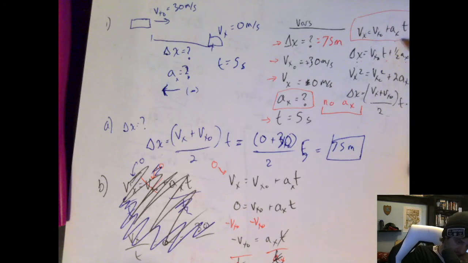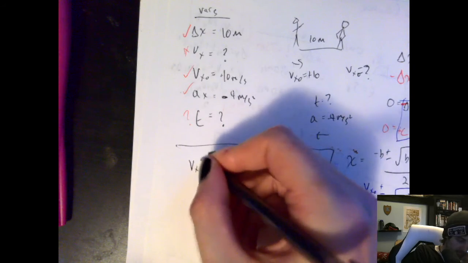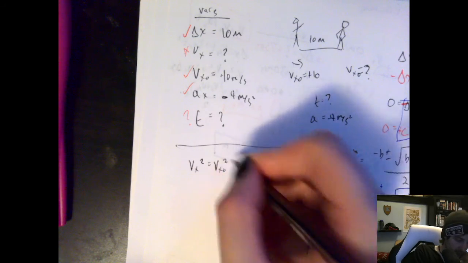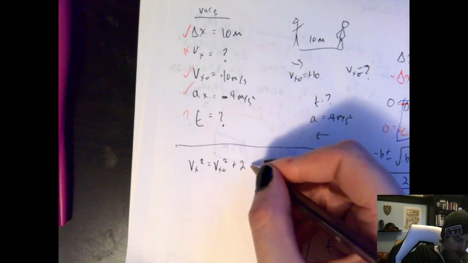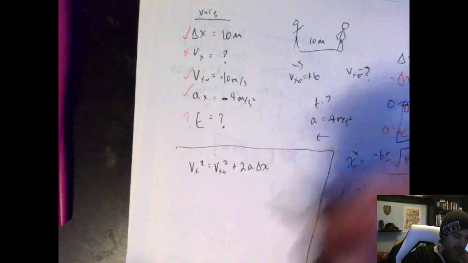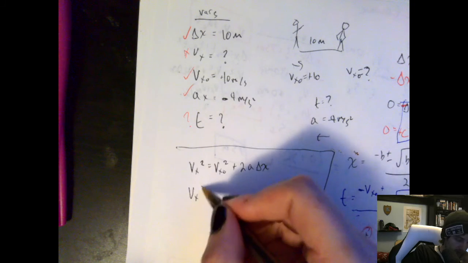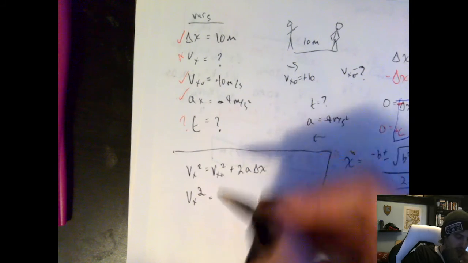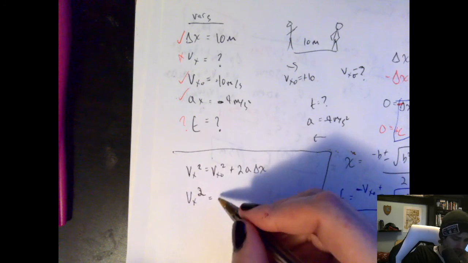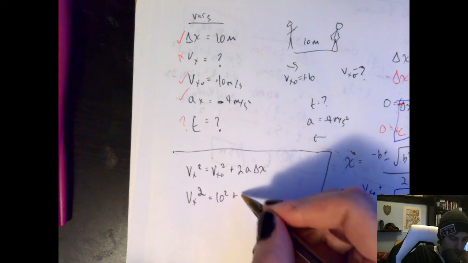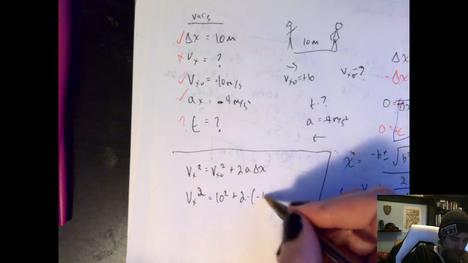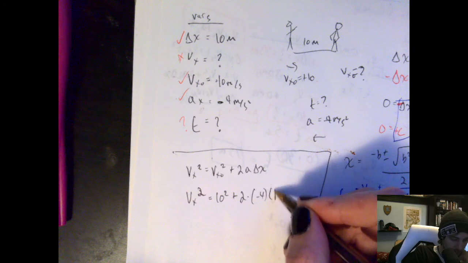And if I look, the one without time, this one, is Vx squared equals Vx naught squared plus 2a times delta x. If I plug in all my variables here, I'll get Vx squared, which I'm fine with because it's basically already solved, is equal to 10 squared plus 2 times -4 times 10.